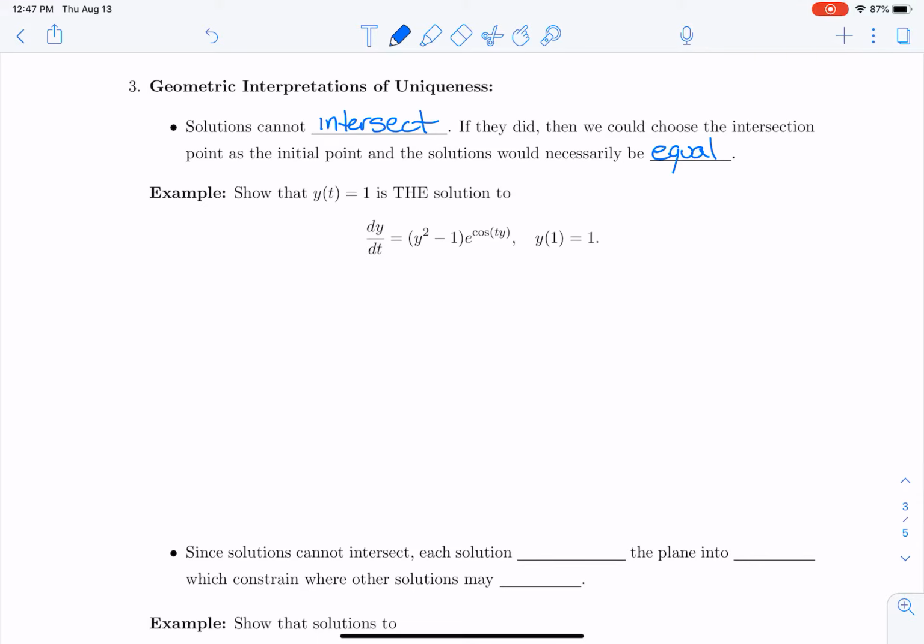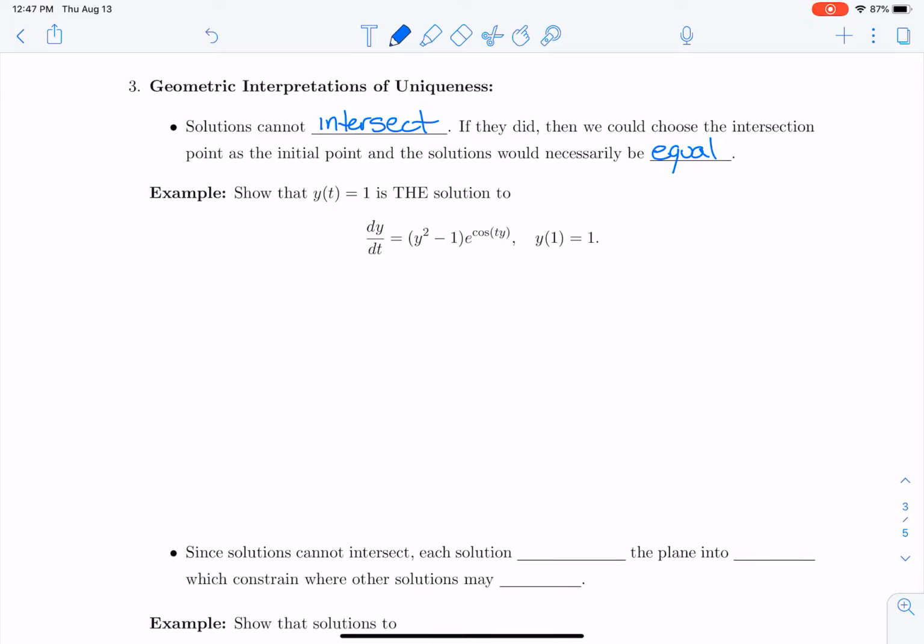Well, there are going to be some consequences of the fact that solutions cannot intersect. And there's going to be consequences of the fact that we might have existence and uniqueness. So I want to show that y of t equals 1 is the solution to dy/dt equals (y squared minus 1) e to the cosine of ty, and the initial condition y of 1 equals 1.